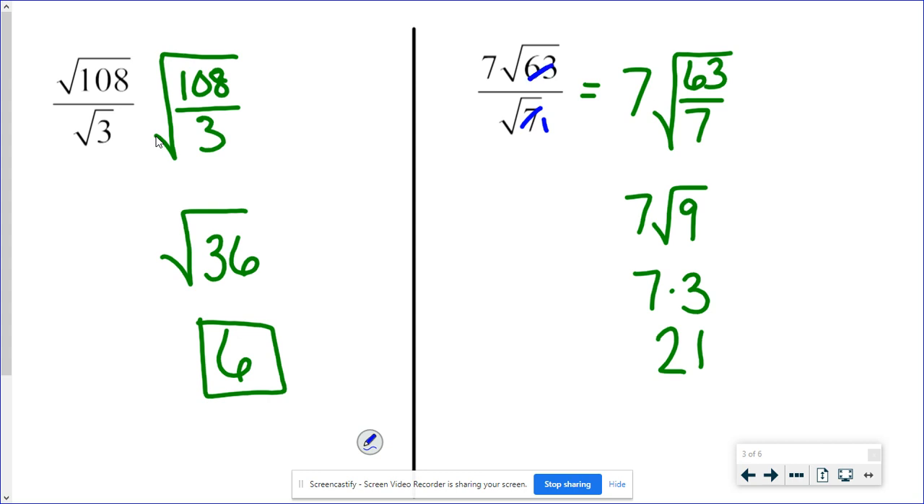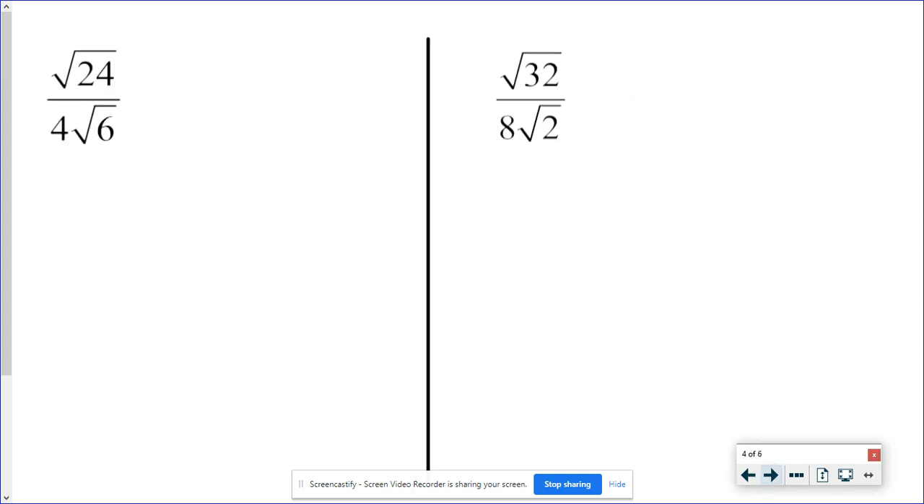This would be a 1. This would be a 9. So then I would have 7 times the square root of 9, which is what I have right here. And then on the bottom, I would have the square root of 1, which is just 1. And I don't need a denominator of 1. So there's different ways to look at that division when we're simplifying these.